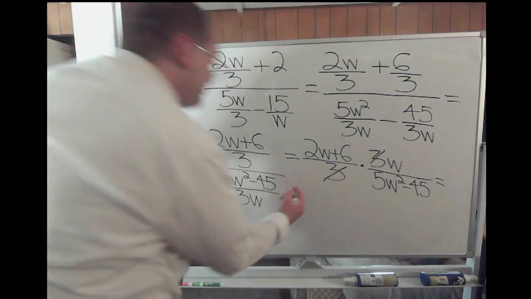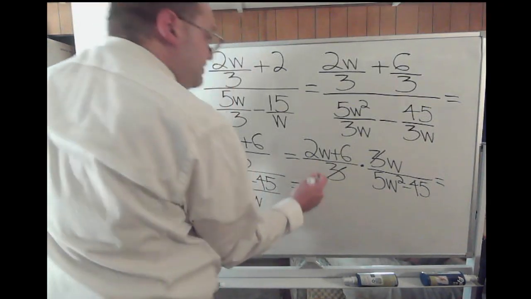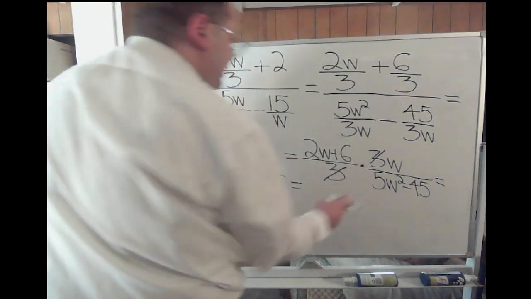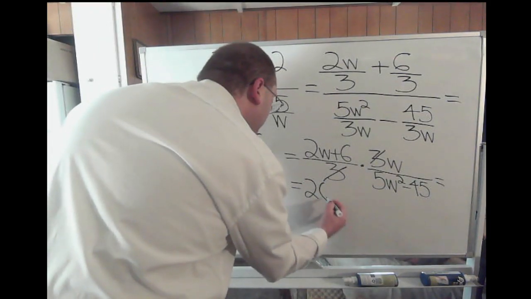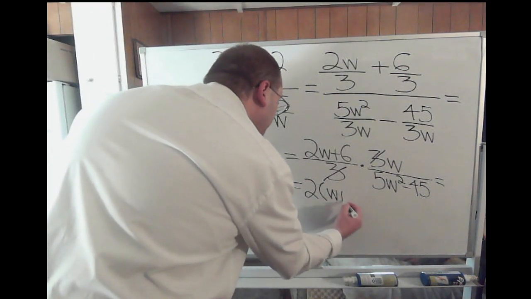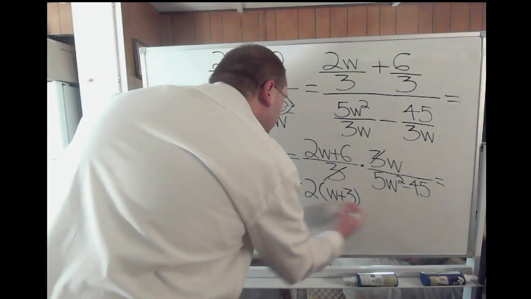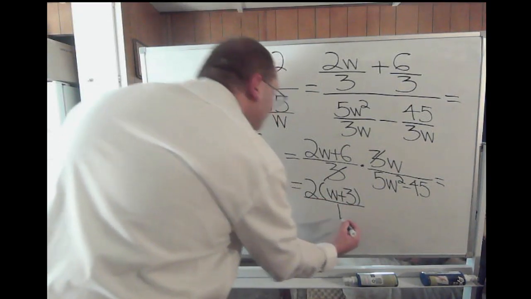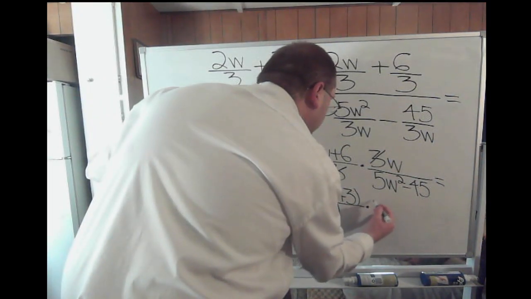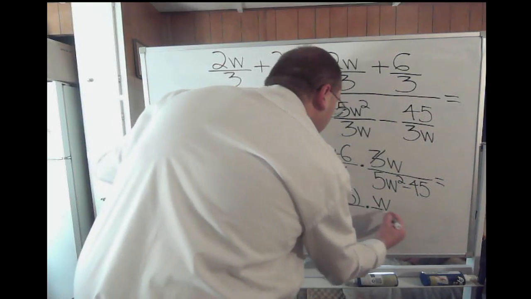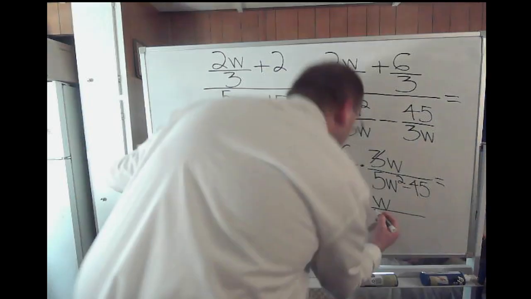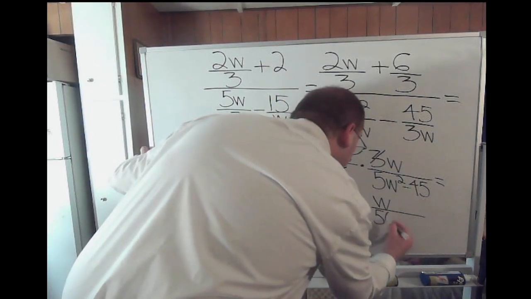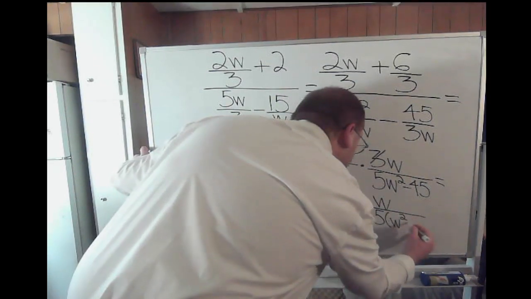Let's go ahead a little bit further. Let's factor each of these, the numerator and denominator. 2w plus 6, you have a common 2 that'll factor out. You would get 2 times w plus 3 over 1 times w, all over, now 5w squared minus 45, that'd be 5 times w squared minus 9.